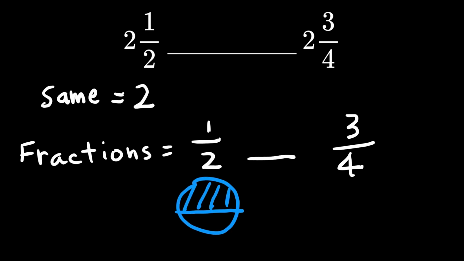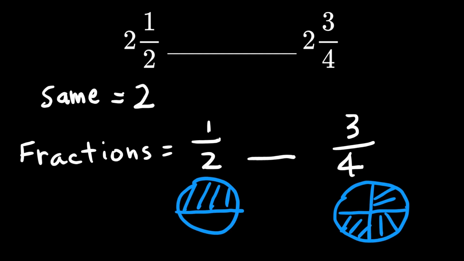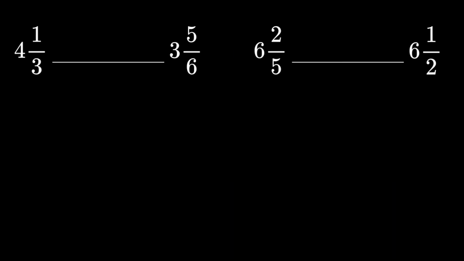So, half. This is how half looks visually. Let's say you eat half of this pizza. But now for 3 over 4, this is how it looks. It's a whole divided into 4, and basically you ate a half of this whole and one more slice. So basically you ate more on 3 over 4. So that makes 2 and 1/2 less than 2 and 3/4.